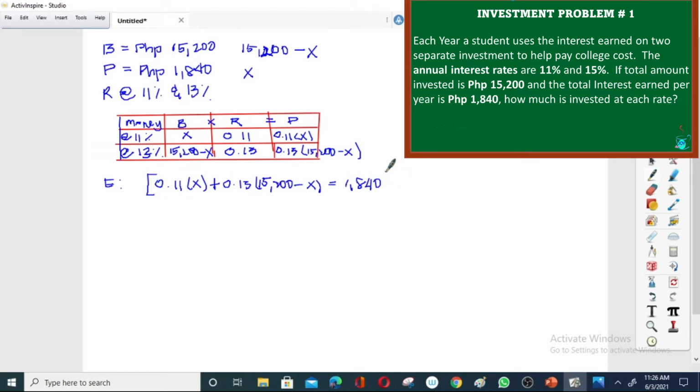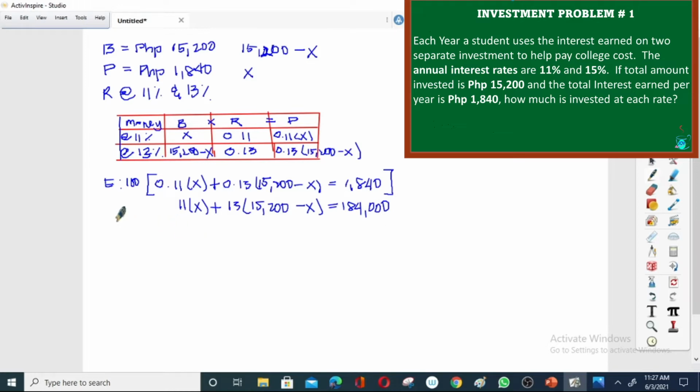To remove the decimal points, just multiply both sides by 100. So this will become 11x plus 13 multiplied by 15,200 minus X is equal to 1,840 multiplied by 100, which is 184,000.